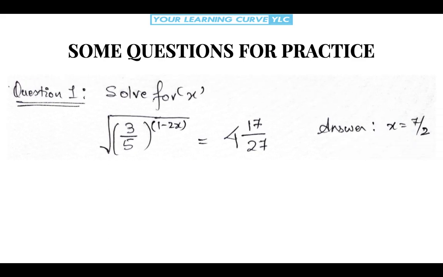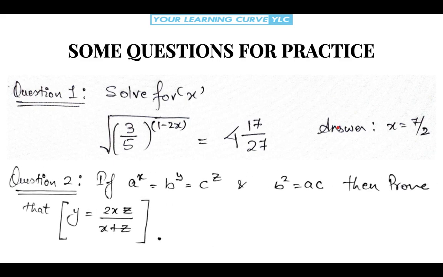Let's do some questions based on the properties I have explained to you. First question is solve for x: under root of 3 by 5 whole raised to the power 1 minus 2x is equal to 4 whole 17 by 27. Answer is x is equal to 7 by 2.